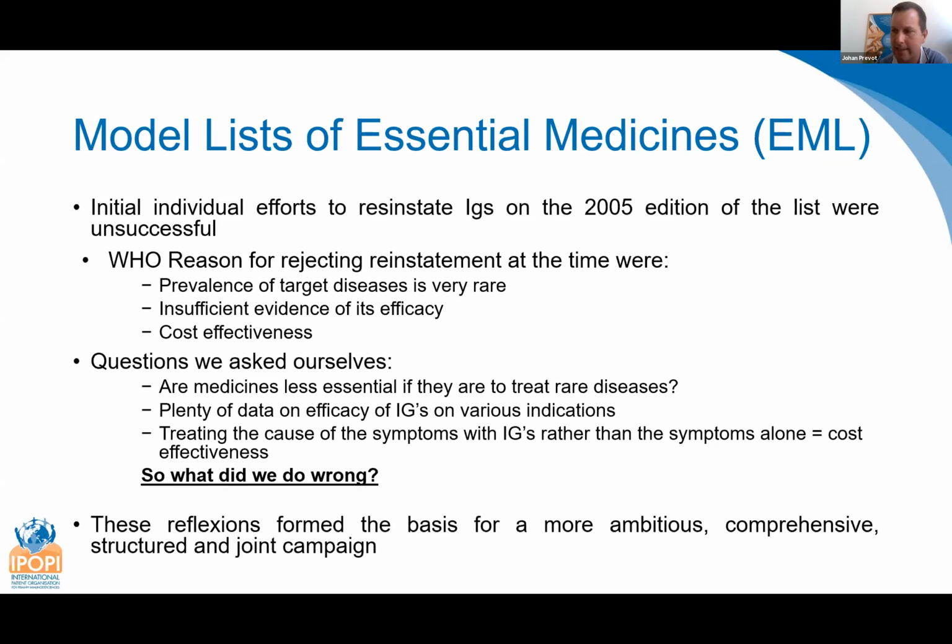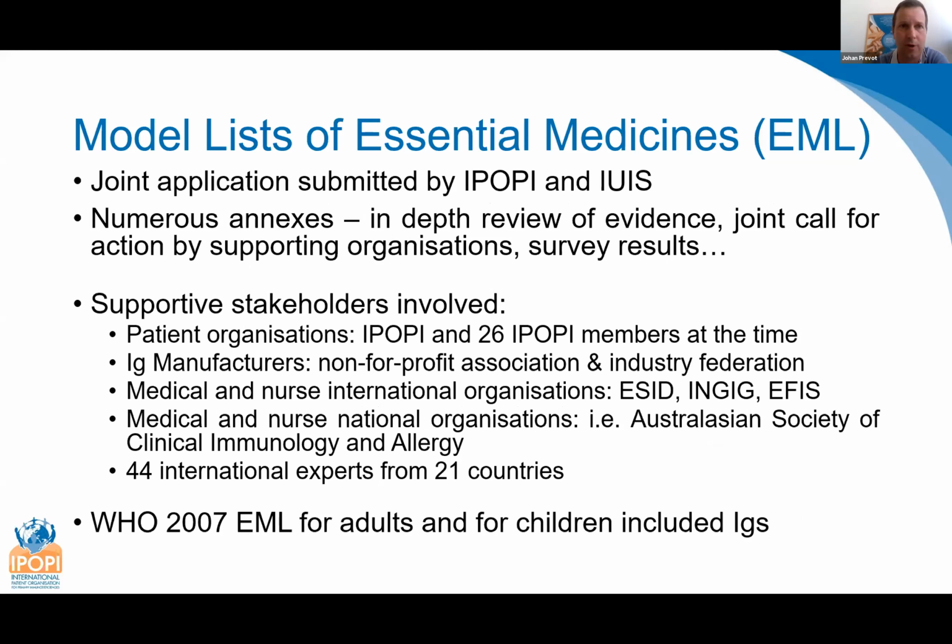We realized that actually what was needed was a united voice rather than every stakeholder involved sending separate applications, approaching the WHO from different angles. What if we do this together? And so this is how we decided to do a joint application submitted by IPOPI and IUIS. So IUIS is the International Union of Immunological Societies. They basically represent the experts in the field, whilst including all of the others who had expressed concern. So all of the other organizations were included in this application, but they were included as supporting organizations.